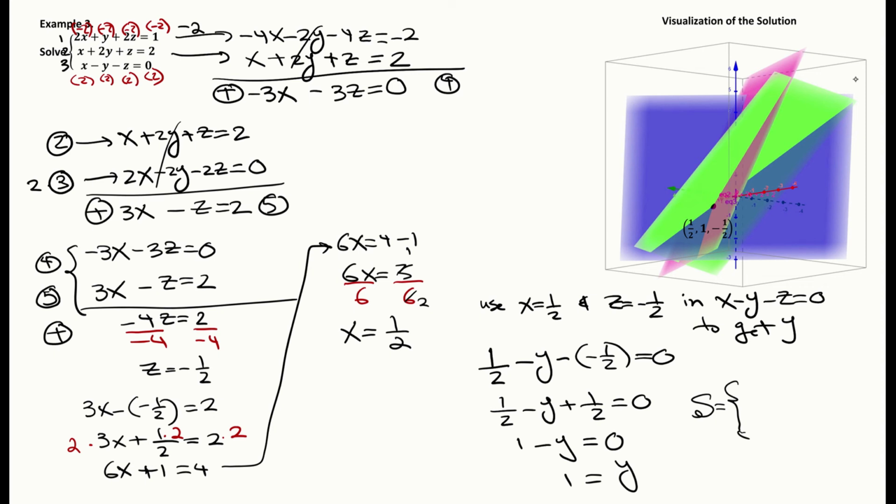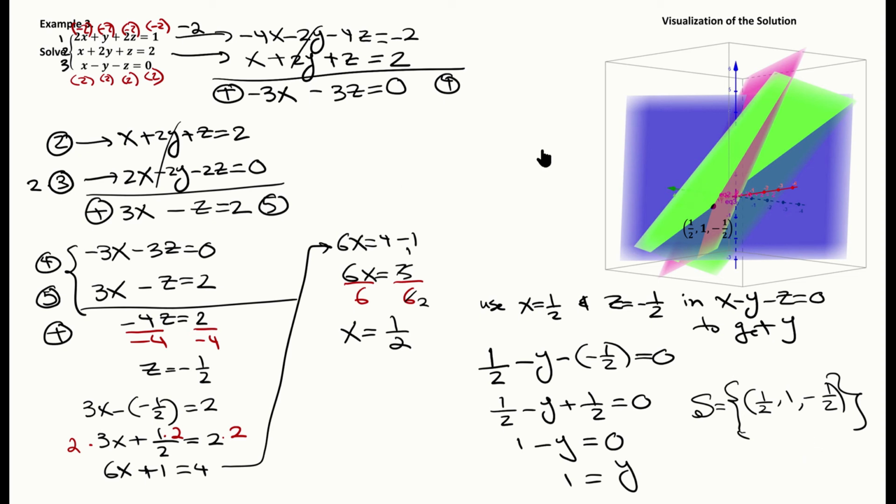So we end up with the ordered triple 1/2, always x first, then y, which is 1, and then finally z, which is -1/2. Make sure that you use parentheses to contain your ordered triple. I believe I said ordered pair, I meant ordered triple. All right, so make sure that you are comfortable with this one, with the fractions. Again, your best bet is to pause. If you didn't get this solution, go do it on your own and come back.